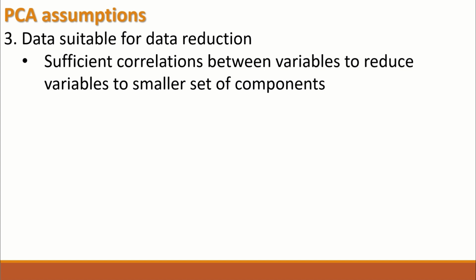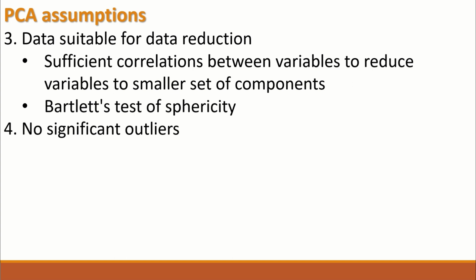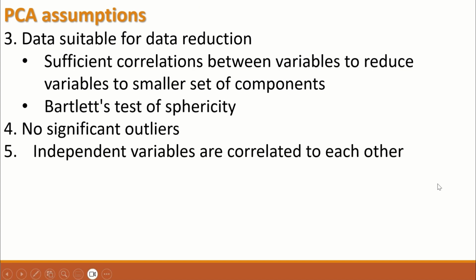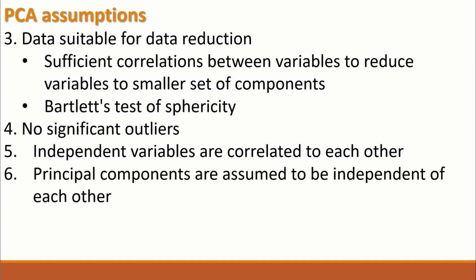Though there should be a correlation between items, that correlation has to be within certain values, from 0.3 to 0.8. The Bartlett test of sphericity can be performed to test this assumption. The fourth assumption is that there are no significant outliers, and the fifth assumption is that the independent variables are correlated to each other.